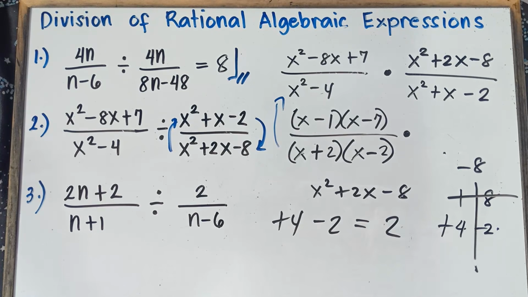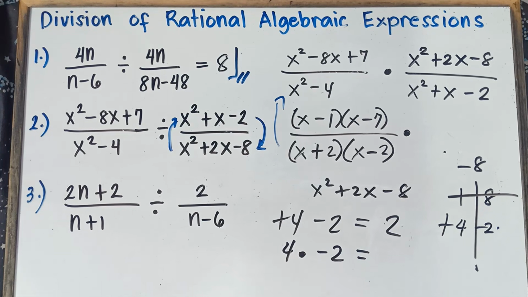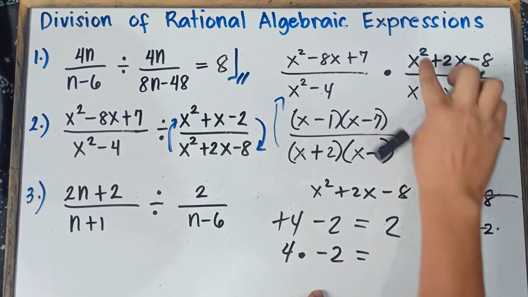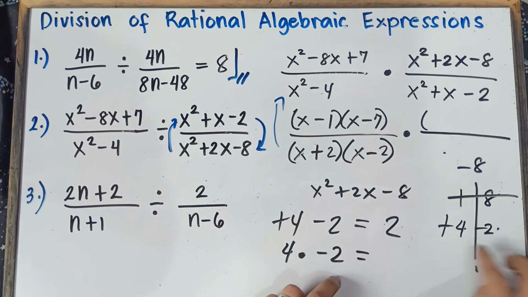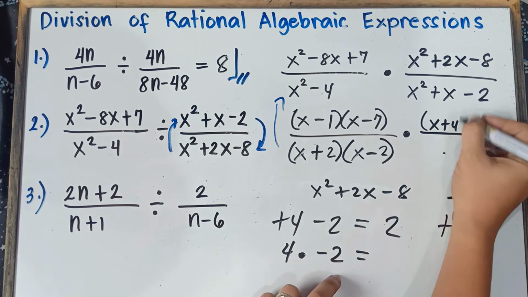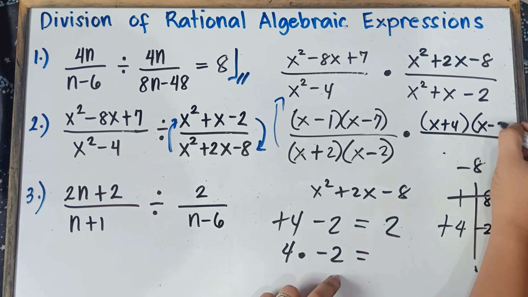If we multiply 4 times negative 2, can we get negative 8? Yup, we can get negative 8. So therefore, class, the factors with regards to this one, that would be x plus 4, and then x minus 2.